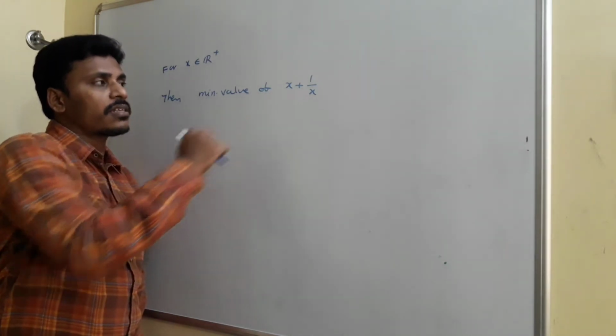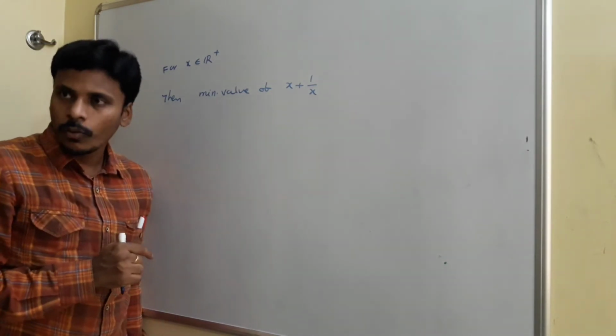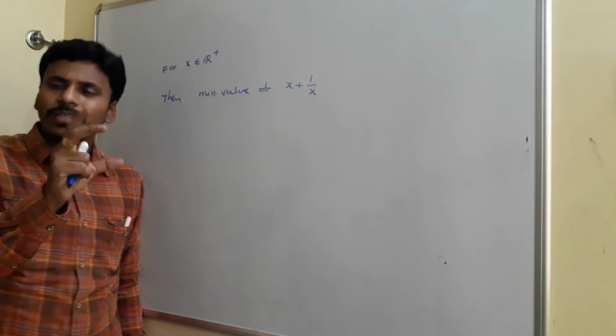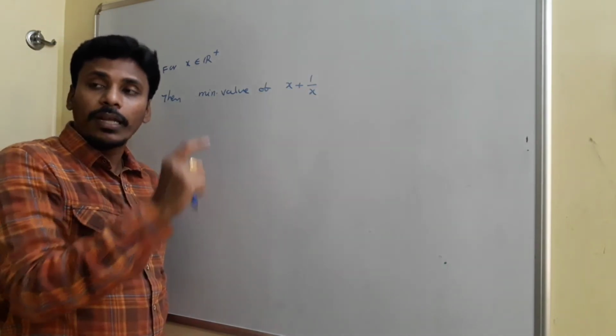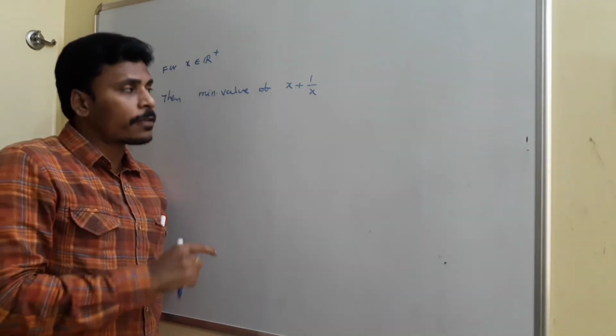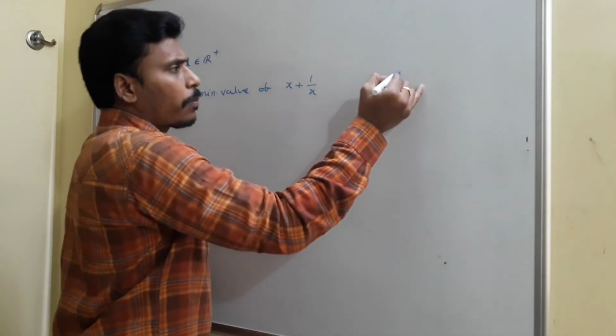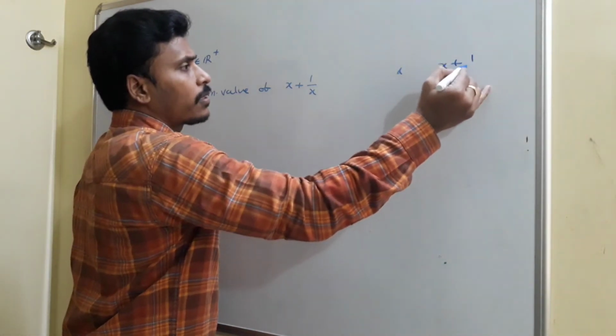For suppose take x is equal to some 2020. What is its value? 2020 plus 1 by 2020. You will get a certain number, right? You need to prepare a table depending on the values of x. What about x plus 1 by x? See, for suppose x and then x plus 1 by x.